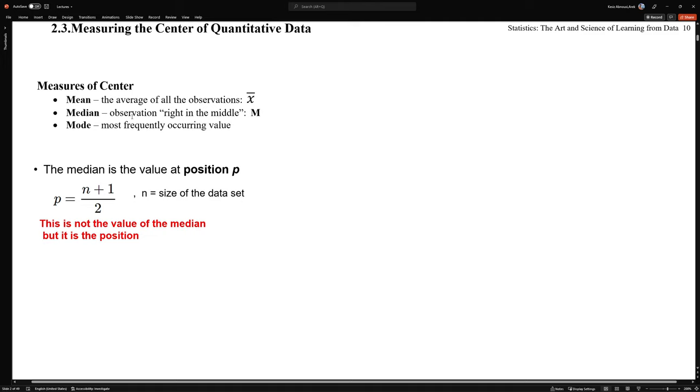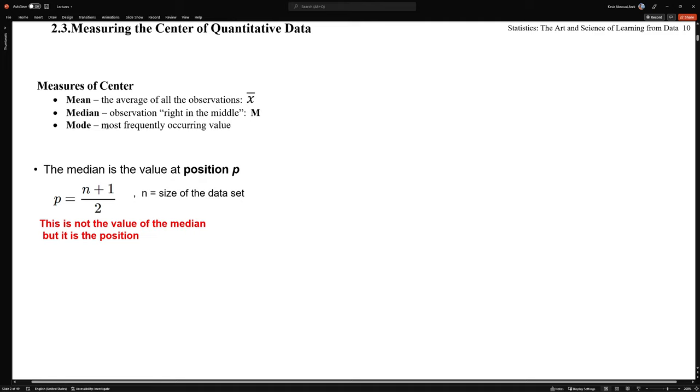The second measure of center is the median, which shows the observation that is in the middle of all the observations. If you place the observations in ascending order, for example from the lowest to the highest value, then the observation in the middle position is called the median.